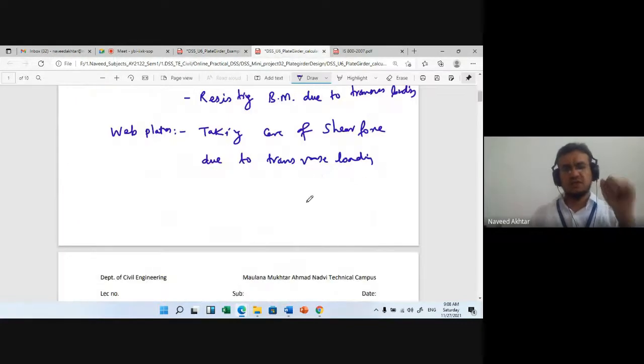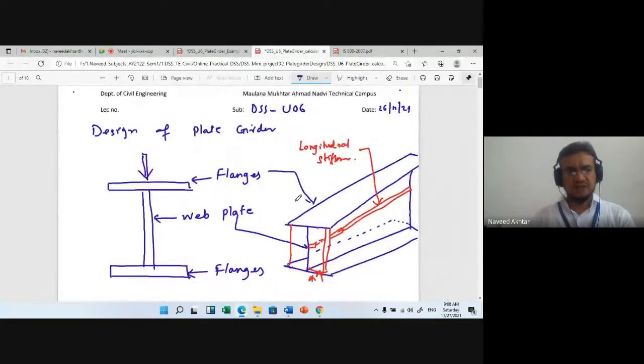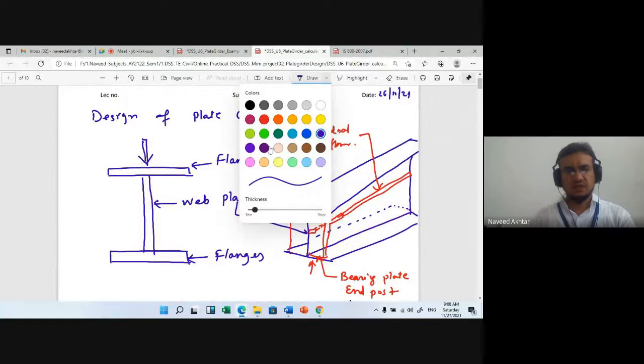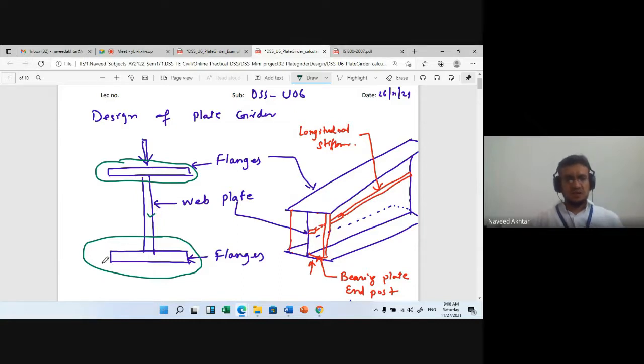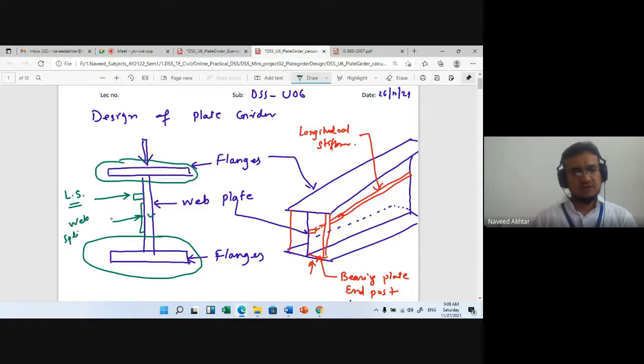And the basic assumption we made yesterday is that the flanges will take care of the bending moment. The flanges are at a distance d apart, and the web of the plate girder will resist the shear. If the flanges are not able to take the bending moment, then additional stiffeners are provided, and they are called longitudinal stiffeners. Or maybe to increase the thickness, you can provide splices to the flanges. And the web splice is called, okay, this is web splice.